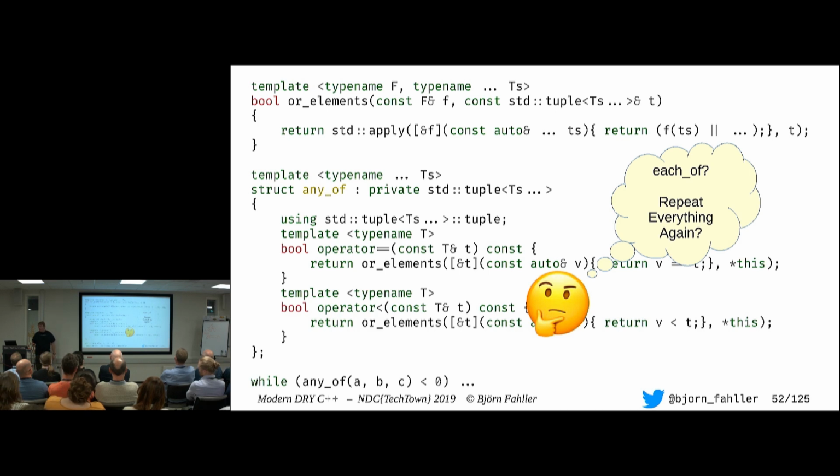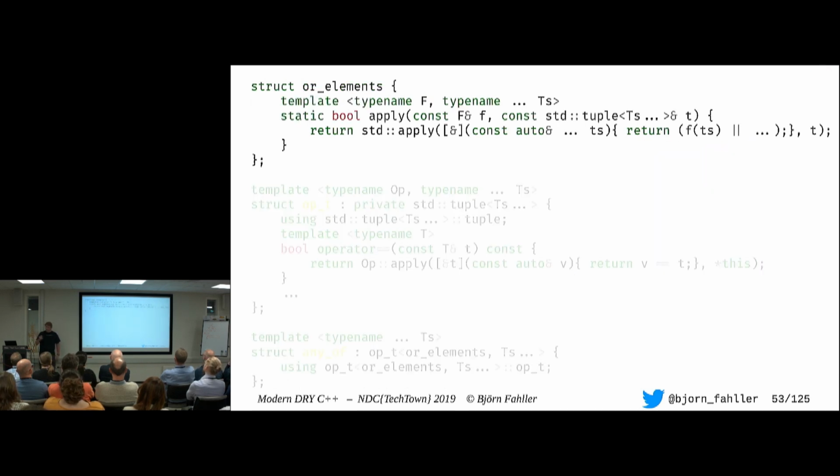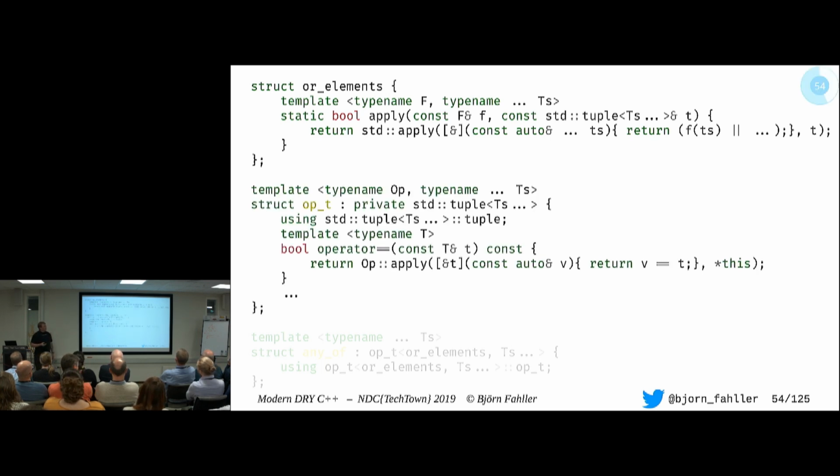That doesn't sound like the right way to go. But if I change my OR elements from being a freestanding function template into being instead a type that has a member function template, a static one, then I can do another indirection, and I apologize for this appalling name, opt. My imagination failed me there. Opt takes an operation, and the rest is like you've seen. But the call to apply is changed to this op::apply there.